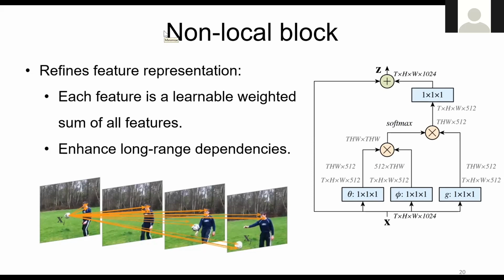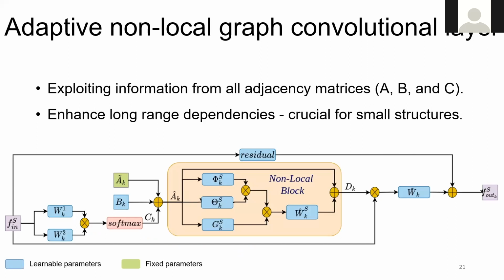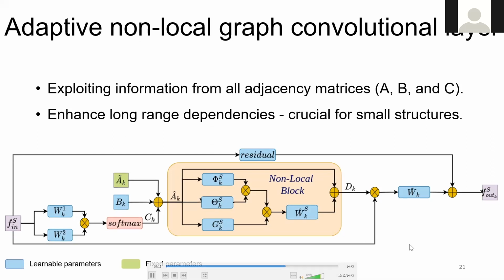Previous work suggested the non-local module that refines feature representation by weighted similarity between each feature and all others. As a result, it enhanced the long-range dependencies. Finally, we construct our adaptive non-local graph convolution layer that utilizes the information from all adjacency matrices altogether and enhances their non-trivial long-range dependencies, which are crucial for style learning. We apply our module on the mid-level features to enhance the spatial long-range dependencies. We further utilize a non-local module on the temporal axis to produce better temporal dependencies within the deep features.